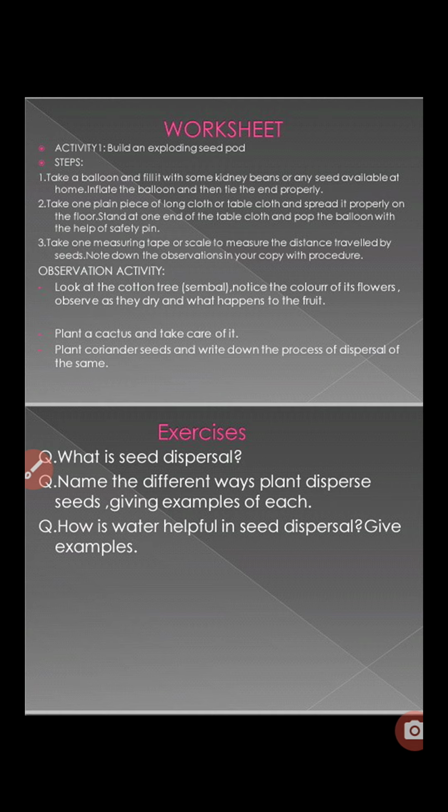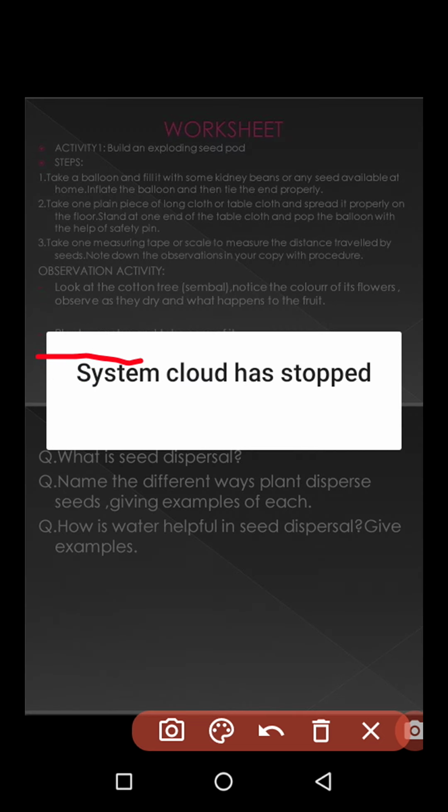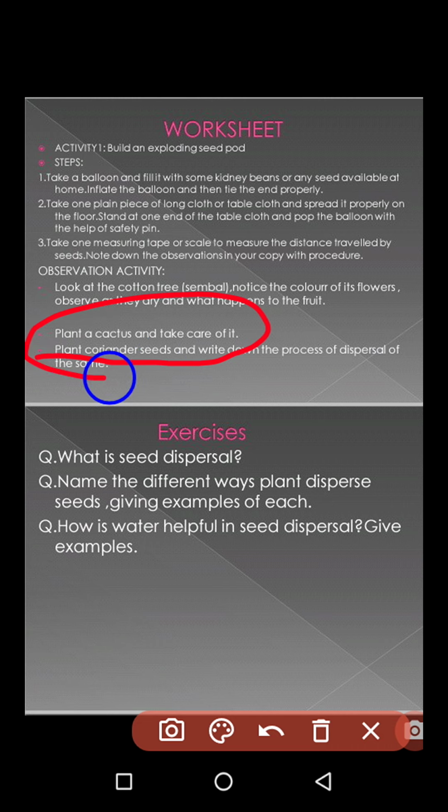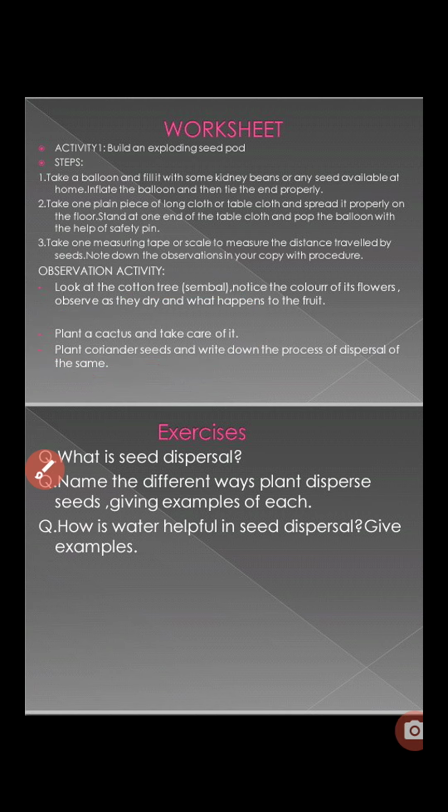Plant a coriander seed and write down the process of dispersal on the same. You can do both, or you can do one. If you take a cactus plant, you have to take care of it and write the process.